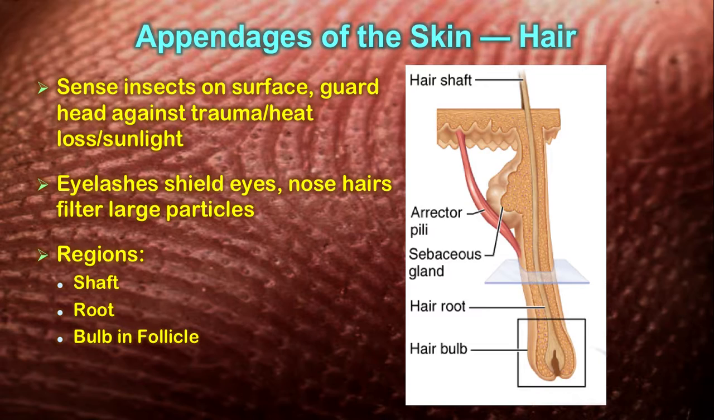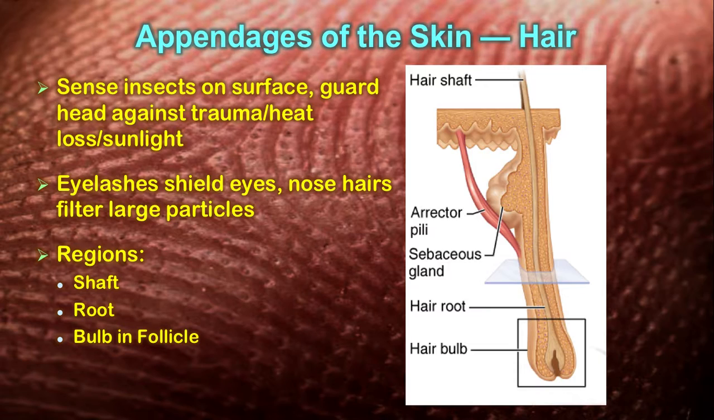Your eyelashes shield your eyes to keep things from getting inside of them. Your nose hairs trap things in them to keep your respiratory system clean. Your eyebrows keep your sweat from falling into your eyeballs. And then our major regions of our hair is the hair shaft up here above the surface, the hair root, which is below the surface, and the bulb is the enlargement at the bottom.